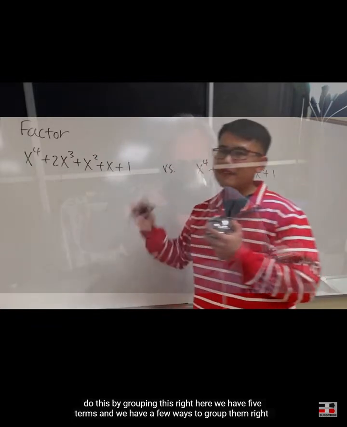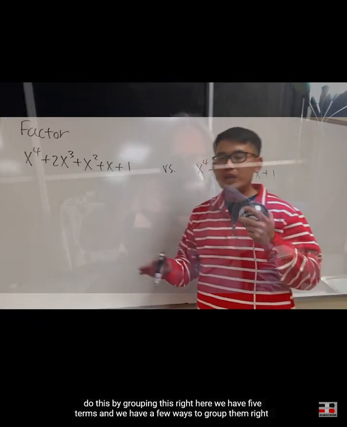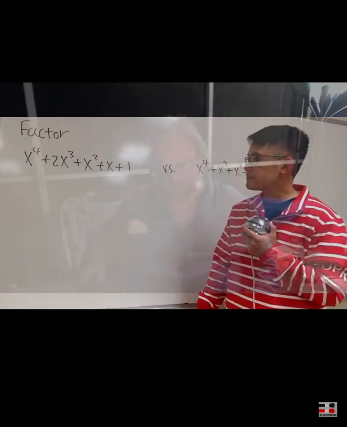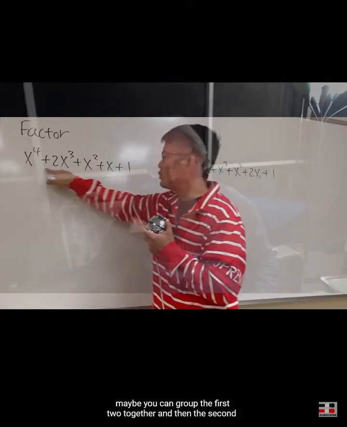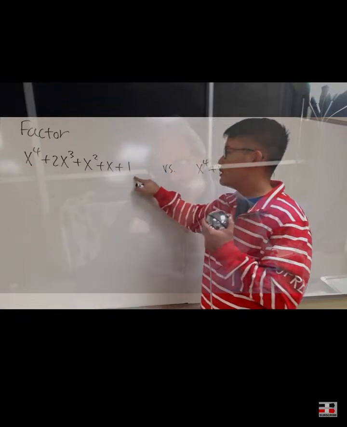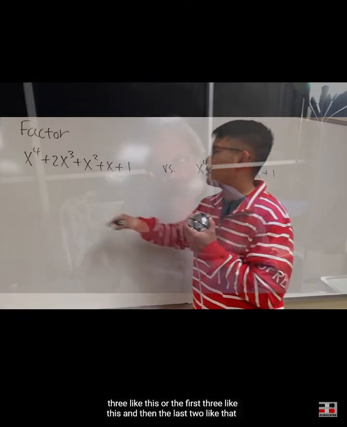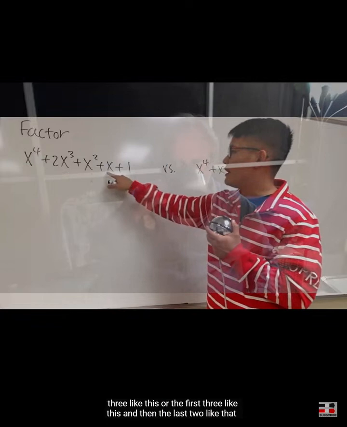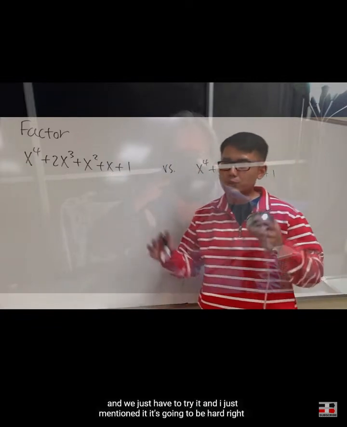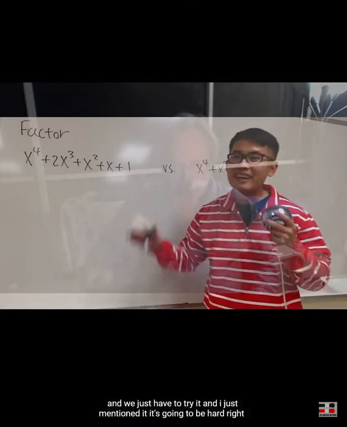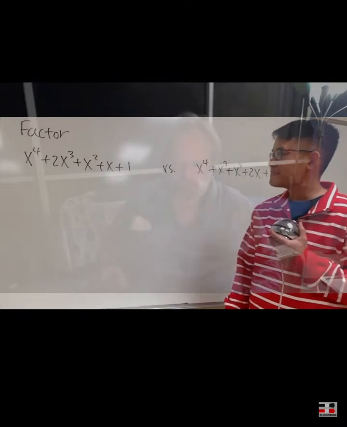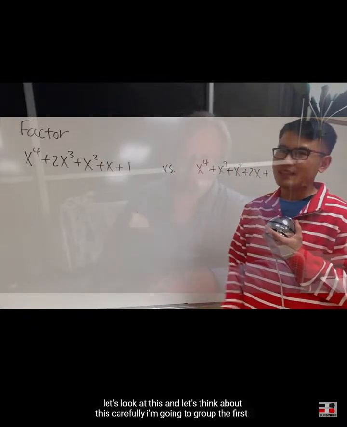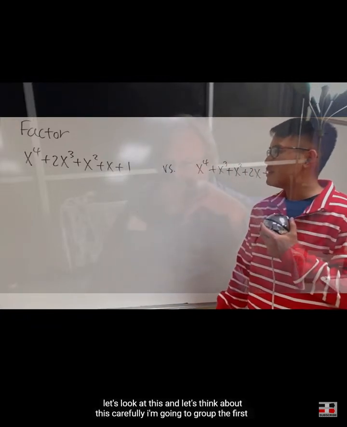This right here, we have 5 terms, and we have a few ways to group them, right? Maybe you can group the first 2 together, and then the second 3 like this, or the first 3 like this, and then the last 2 like that. And we just have to try it, and I just mentioned it, it's going to be hard, right? Let's look at this, and let's think about this carefully.